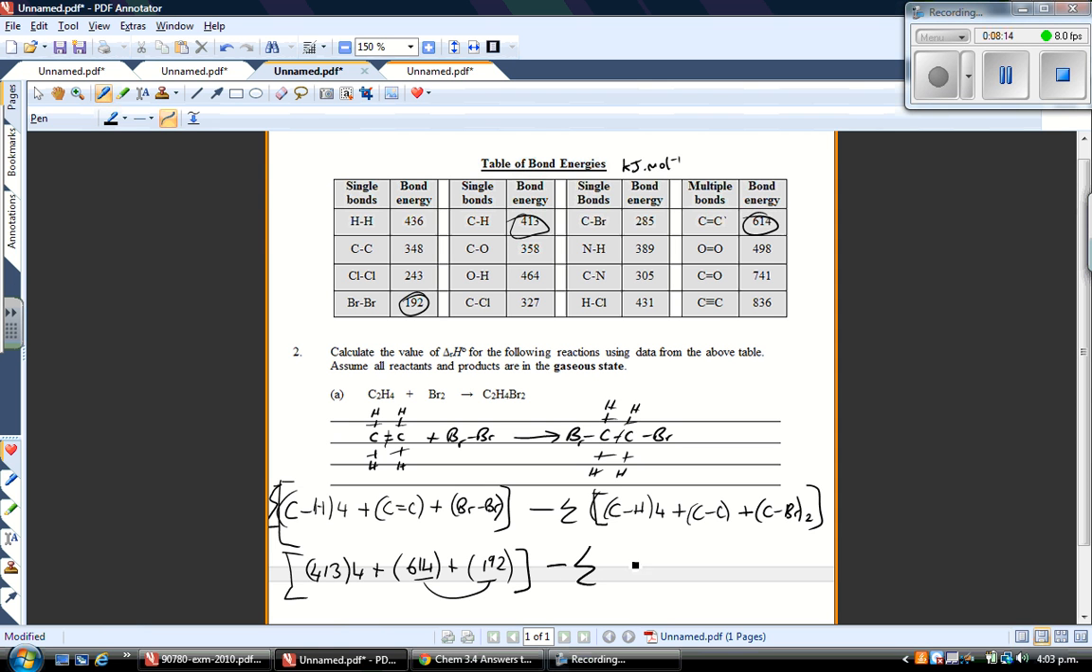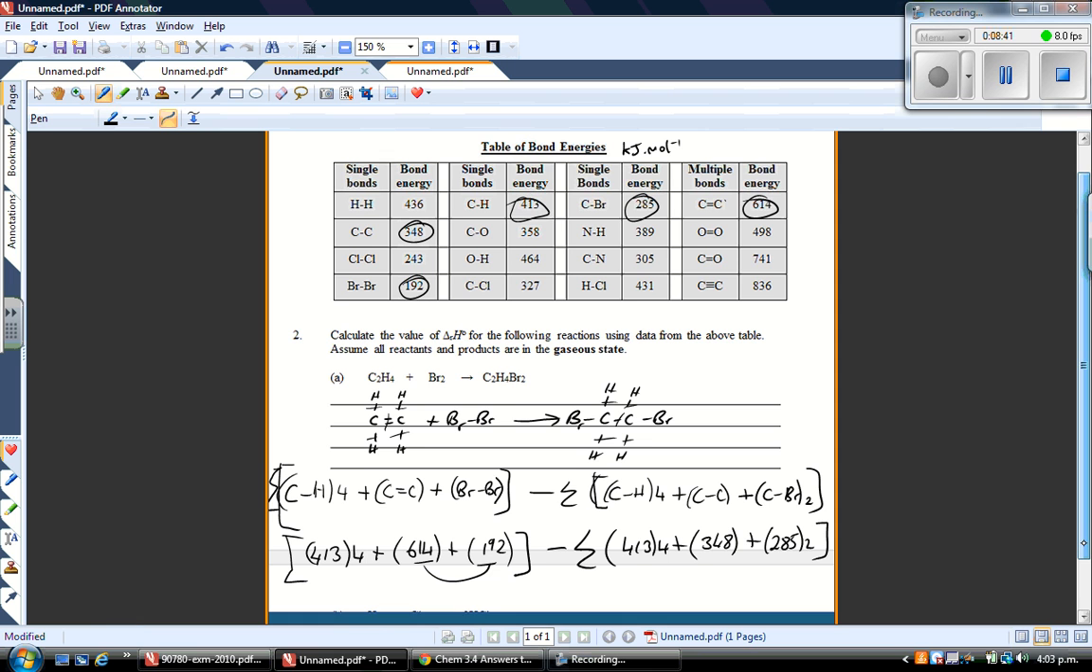On the product side, we have the sum of the following. So the CH bond again was 413 by 4. The carbon-carbon bond here, if we look that up, is 348 kilojoules per mole. And then the carbon-bromine bond, we find that here is 285, and we have 2 of those. So you just have to sum all these up and then subtract them from each other.